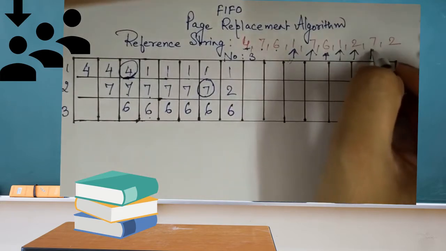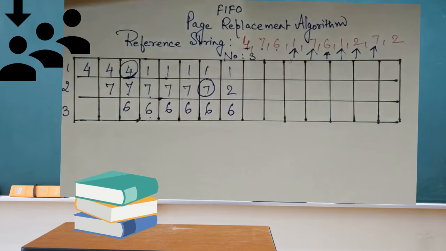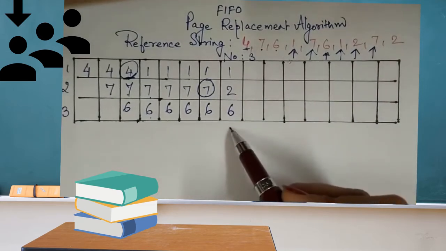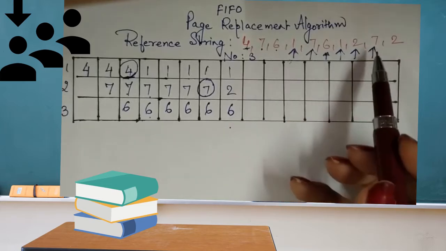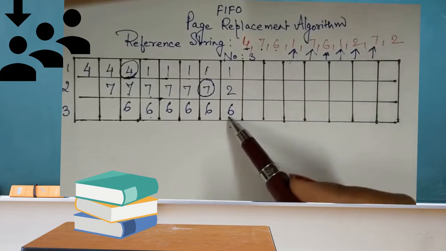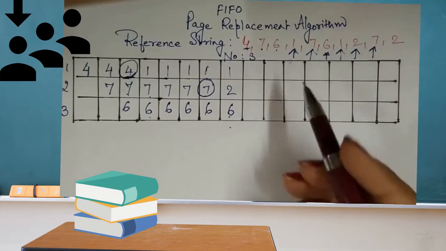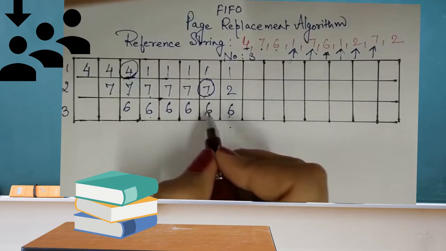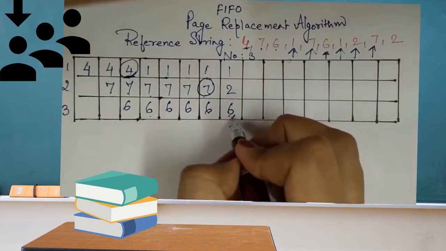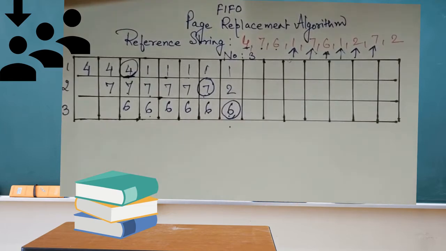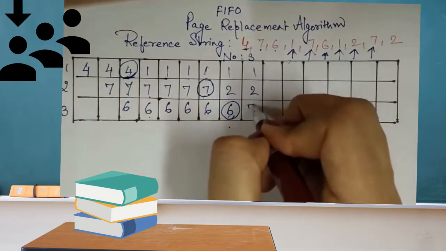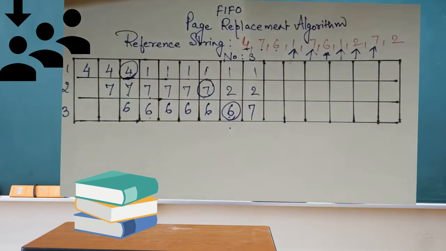Coming to the next page, that is 7. We'll first check whether 7 is present in my memory or not. 7 is not present, so I need to replace a page from the memory and bring in 7. How to know that? After 7, the next element that was brought in is 6. So we'll be swapping out 6 to swap in 7. So the next state is 1, 2 and 7.